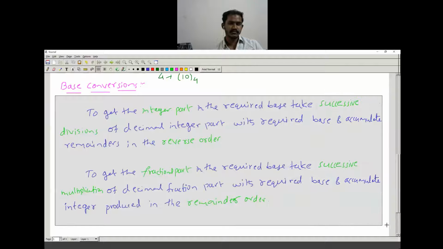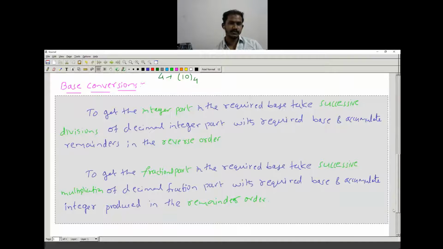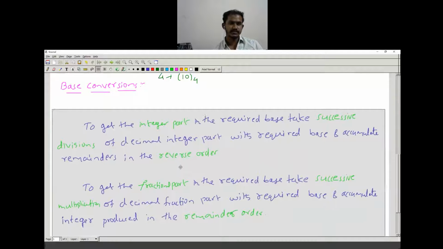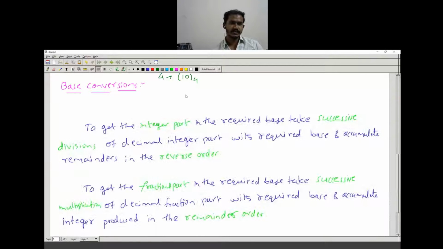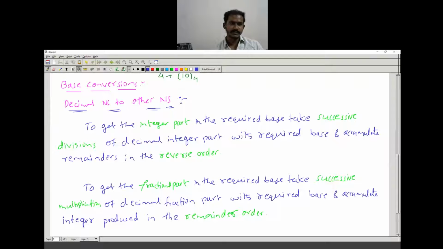Let us do the first conversion, the decimal number system into the other number systems. First, let us go through this conversion. After that, we'll see the other number systems to the decimal. So before going to that, please read down these points.